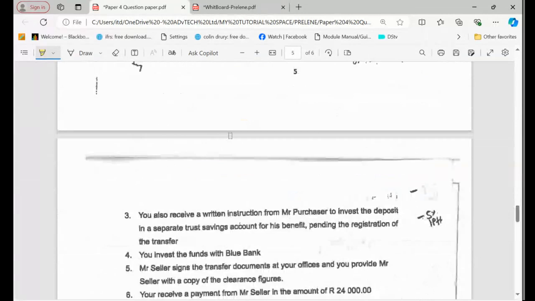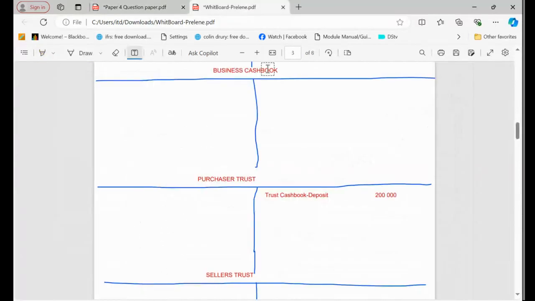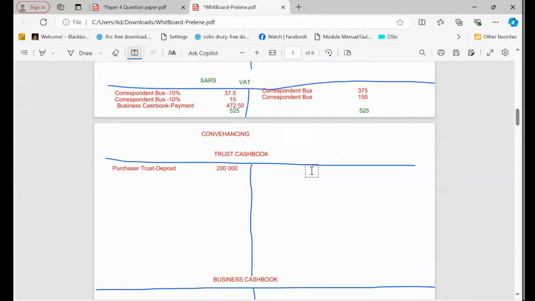This one is covered. On the 3rd, you also receive a written instruction from Mr. Purchaser to invest the deposit in a separate trust account for his benefit pending the registration of the transfer. So you received an instruction; you can't do anything. Number 4 is that you are investing that amount. With which bank? Blue Bank. Are you still with me? Yes. It means I must go and take that amount out to the investments. Obviously, I must come here because I'm taking the amount out of the trust cash book.